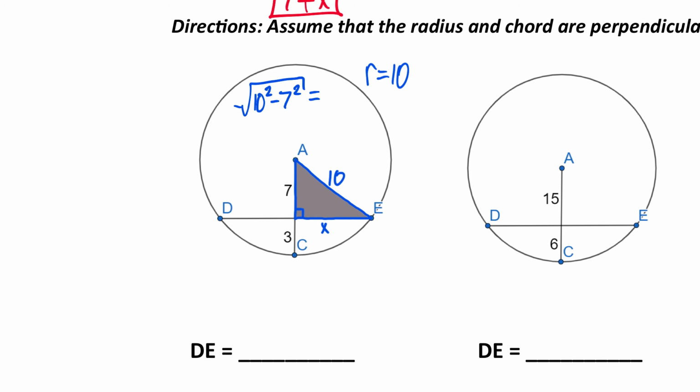What does that give you? 7.14. Okay. Which means from D to right here is 7.14. So 7.14, 7.14. How long is that whole segment right there going to be? 14.28. Yep.